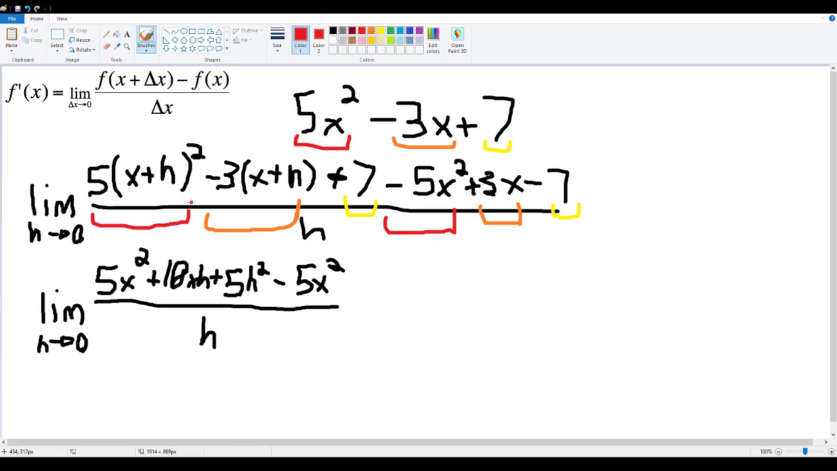And now we need to cancel. So we can cancel this 5x squared and this 5x squared, and we're simply left with this. Now, you probably noticed we can cancel out the h's here. So as you can see, here we can cancel this one and just make this one a 1. And then we can also cancel that one. And so now we have equals limit as h goes to 0.